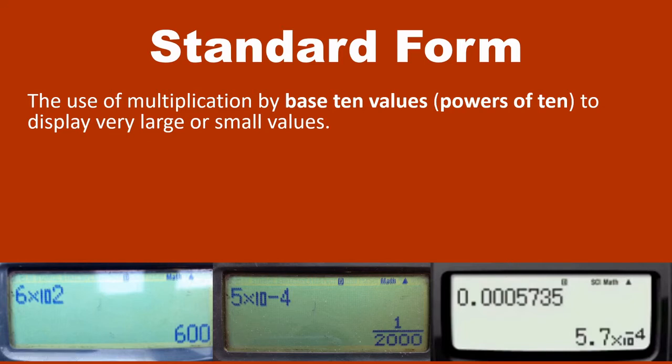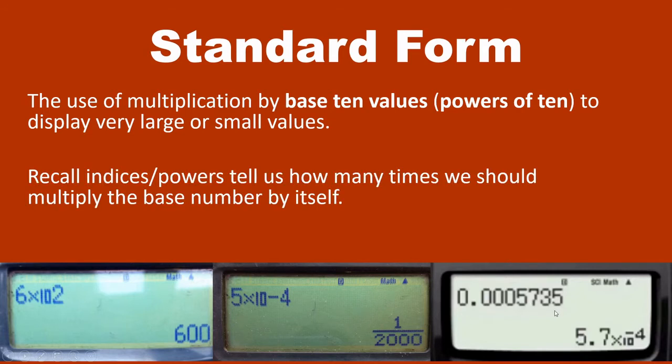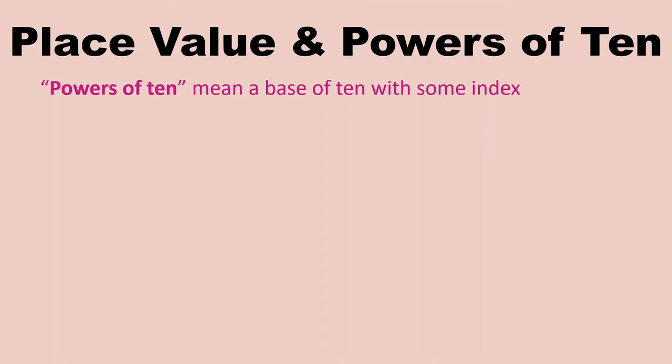Standard form is the use of multiplication by base 10 values. Those are index terms where the base number is 10, and then we have some power for that 10. This is particularly useful on calculators when you don't have very much space to display a very large or a very small number. As we can see down here, sometimes very small numbers can take up a lot of space to write. Something you need to remember is that indices, or powers, tell us how many times we should multiply by the base number. So for powers of 10, we've got a base value of 10, which is multiplied by itself repeatedly some number of times.